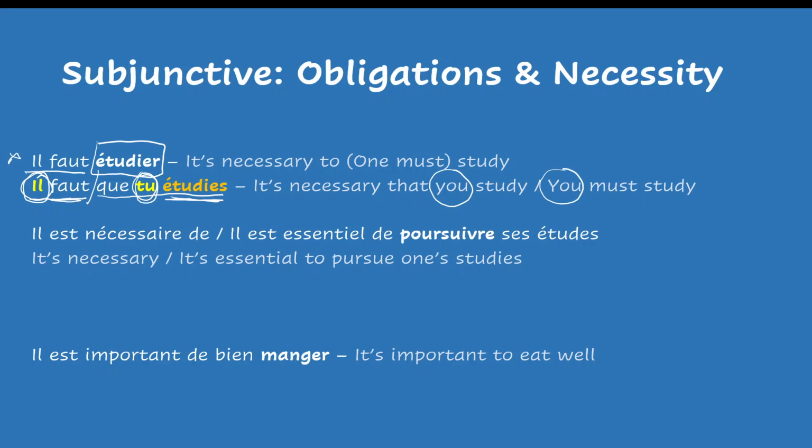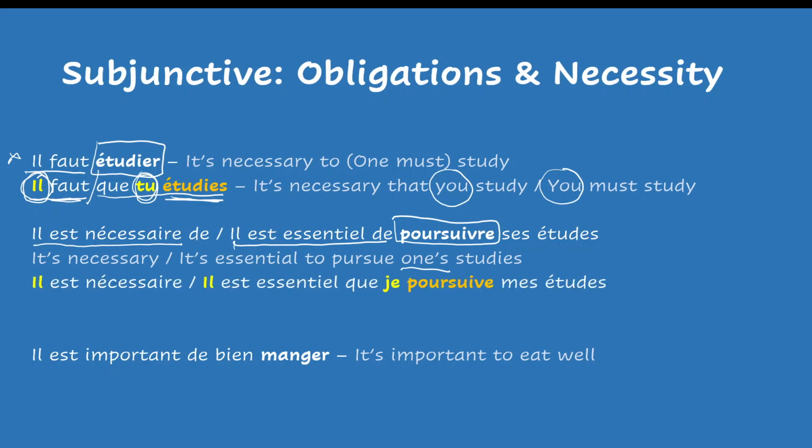In the other sentence here, il est nécessaire de poursuivre ses études or il est essentiel de poursuivre ses études. Here too, you can use this expression to express necessity, obligation. Il est essentiel de, and then you will use an infinitive. But here too, it's necessary, it's essential to pursue one's studies. We can see here that it's a general statement that you are making as well.